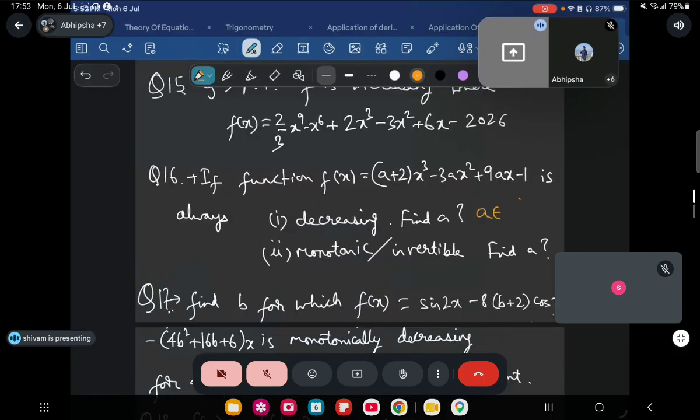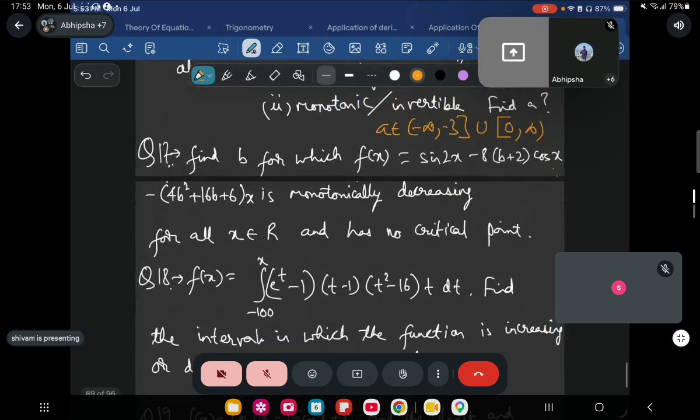That is, a belongs to minus infinity comma minus 3 closed. And over here, a belongs to minus infinity comma minus 3 closed union closed 0 to infinity.